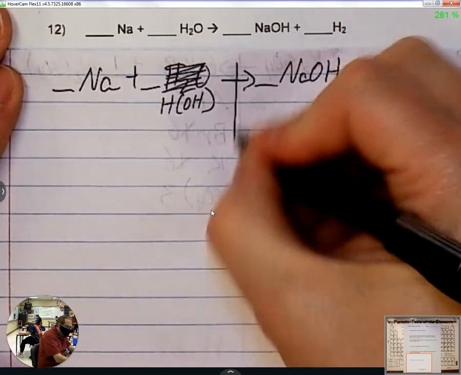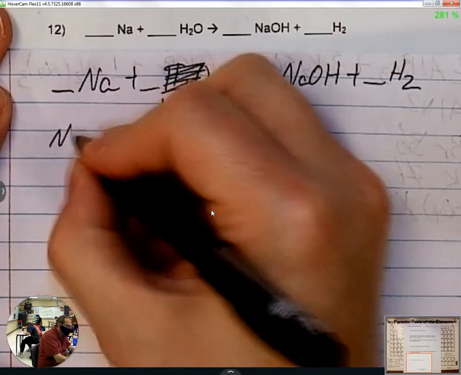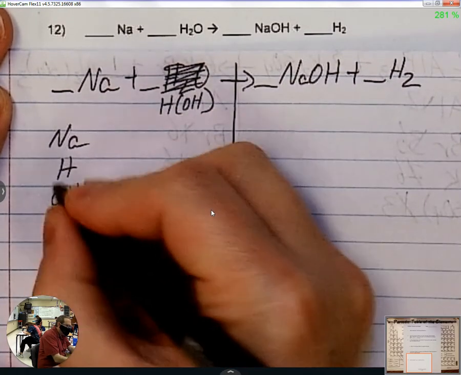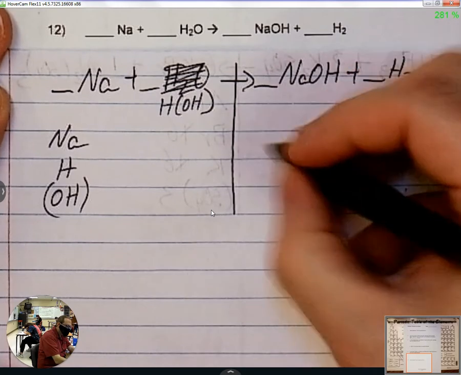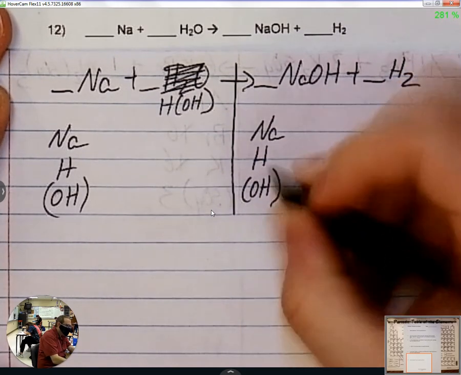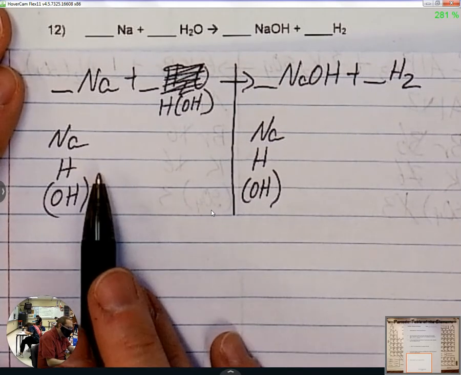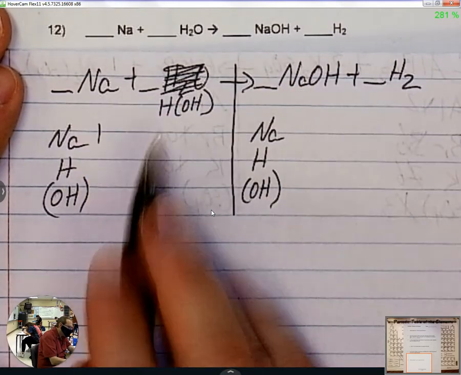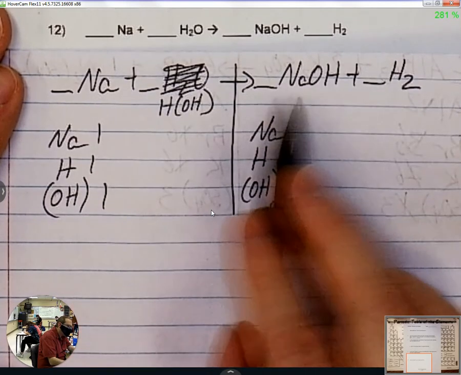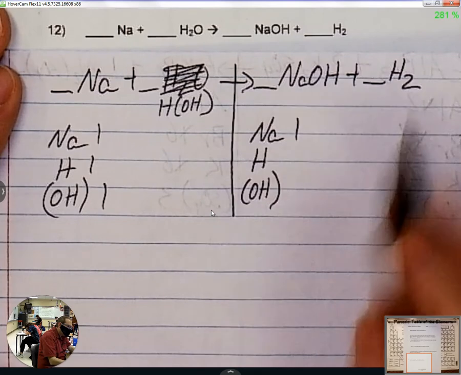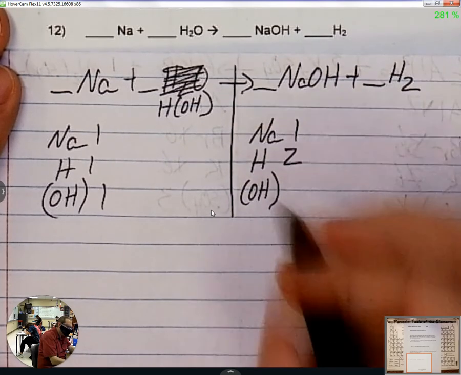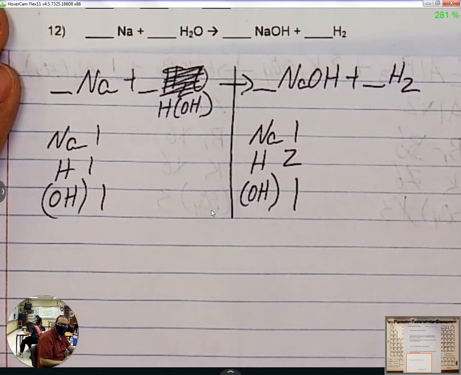Okay, so I'll build my fence, list my players. I got sodium, I got free hydrogen, and I have hydroxide ion. I'll do the same thing over here. On the left, how many sodiums do I have? Free hydrogens? Hydroxides? Groovy. On the right, sodiums? Free hydrogens? Hydroxides? Okay, so what's broken?